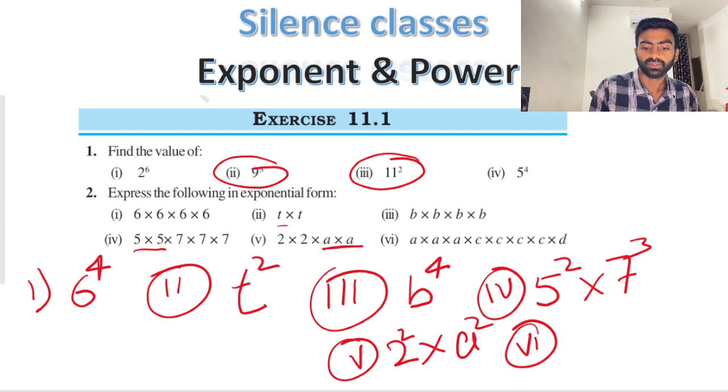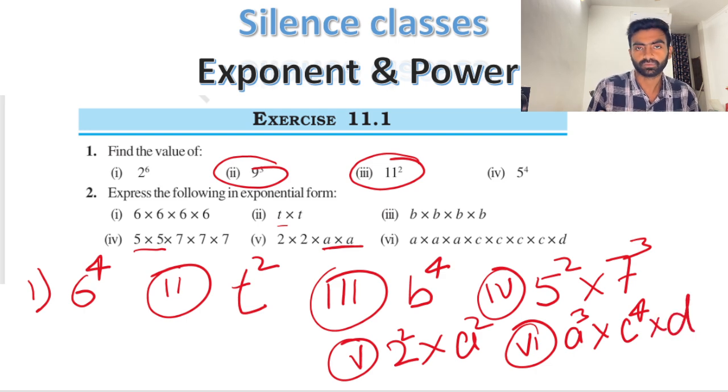Now question number 6. A is there, C is there, and D is there. Okay. So first of all, I will write down A. Then I will count how many A's there are. 1, 2, 3. Multiply by C, and how many C's? 1, 2, 3, 4. 4 C's are there. Then we will write multiplied by D. D is only 1, so we don't put any power. Okay. So I hope you guys understood this. It is very easy.